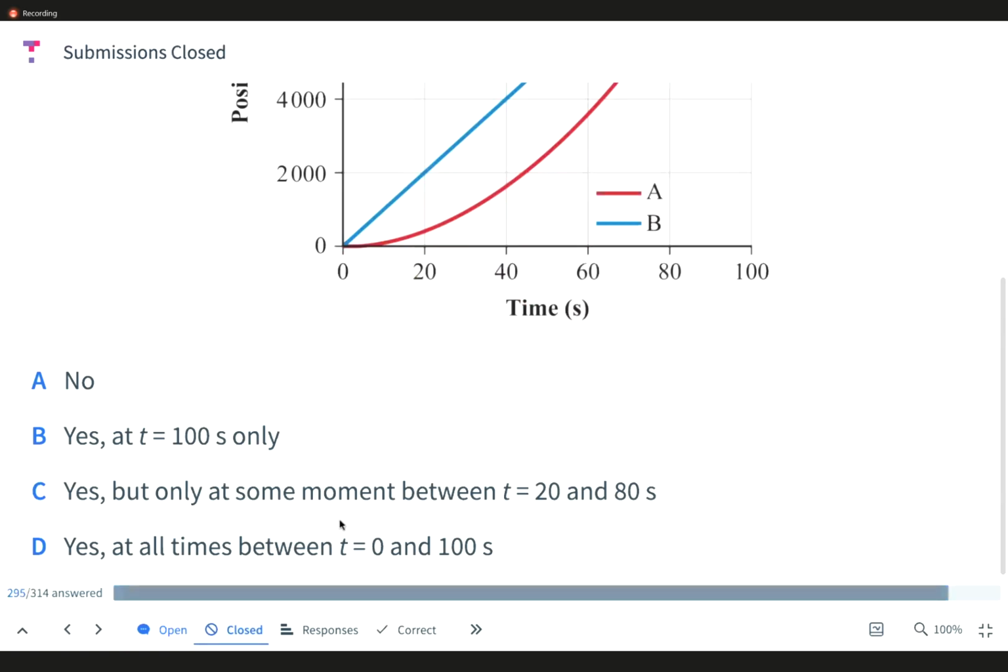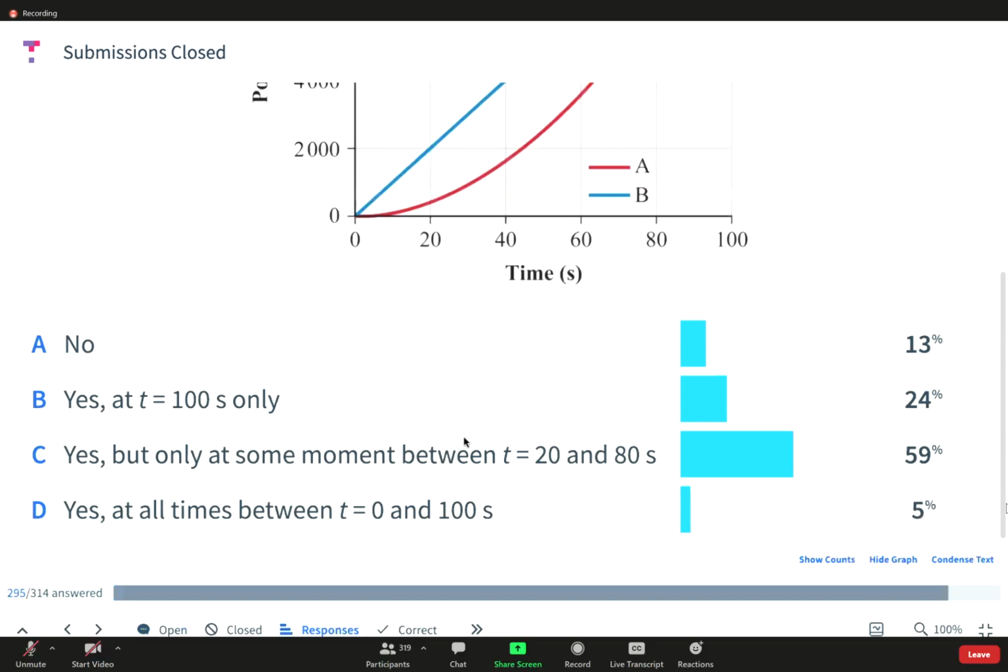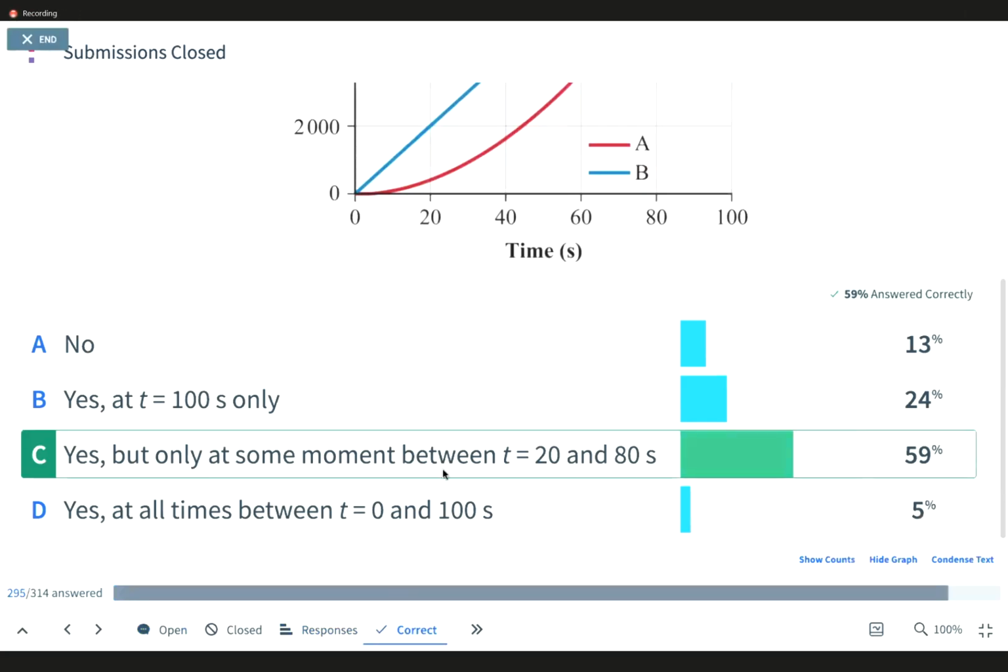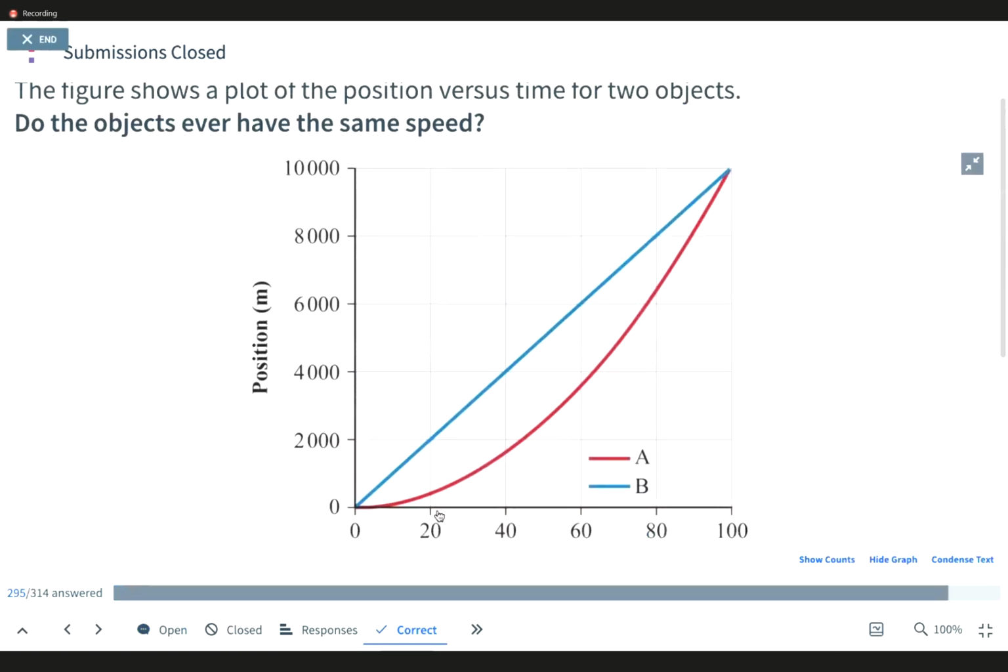Right, everything is closed, and we see that most people are saying yes, but only sometime between t equals 20 and 80 seconds, and then split between the other options. And the answer is yes, the objects do have the same speed at sometime between t equals 20 and 80 seconds.